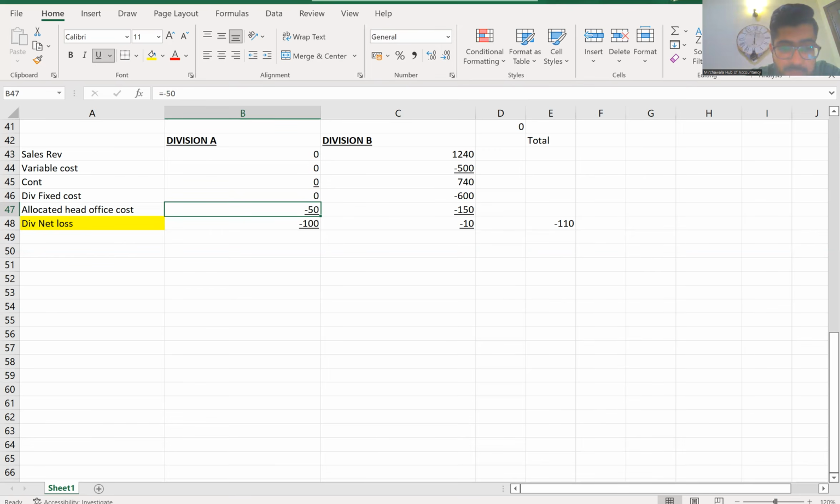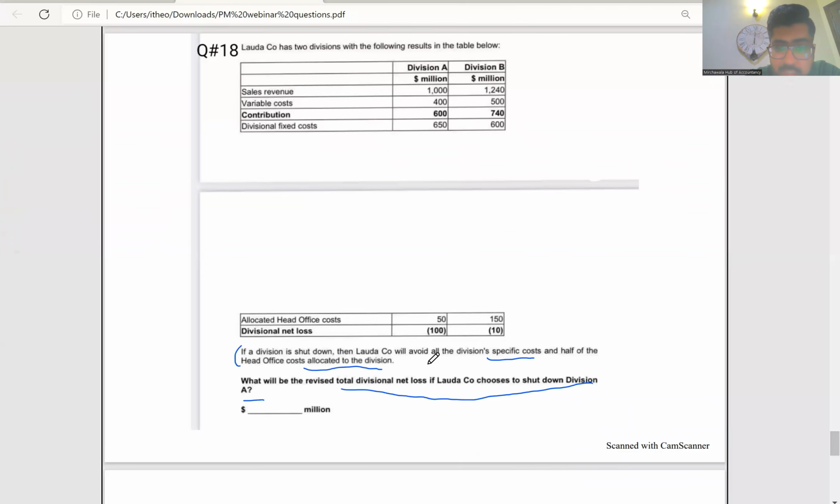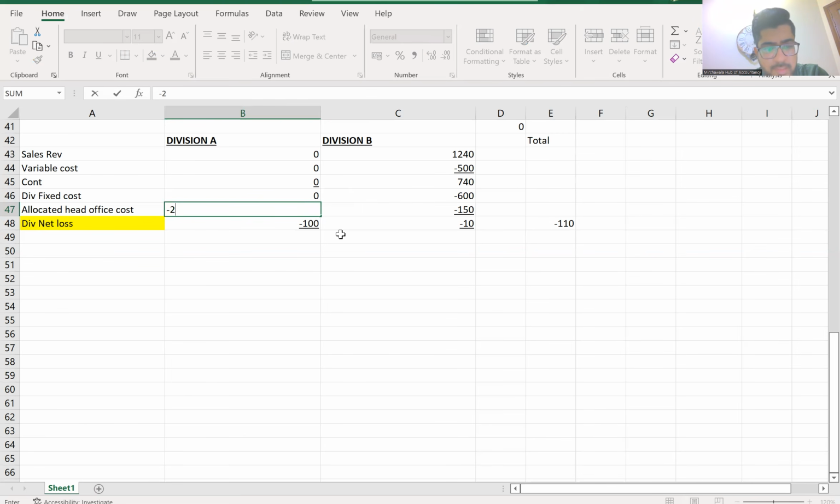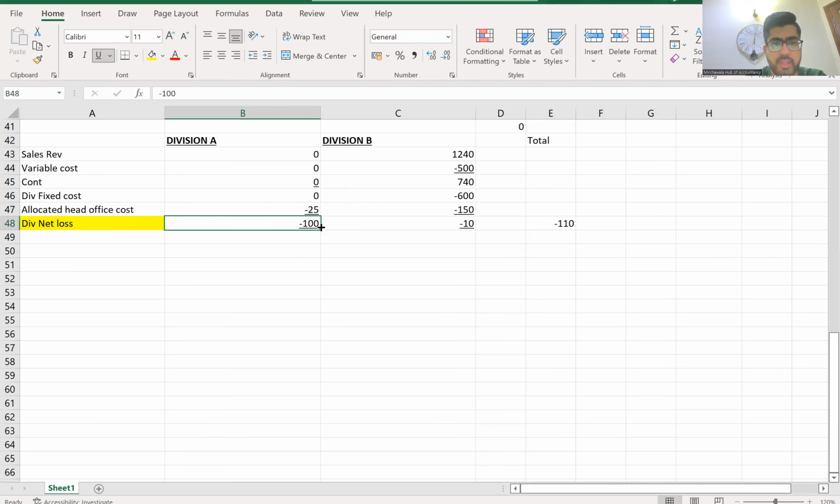No, it's written if a division is shut down, it will avoid all division costs, half of head office costs. So only half of head office costs will be avoided. So instead of 50, 25 will still come. So what will be the loss? No revenues, no variable cost, 0 contribution, no division fixed cost, but allocated fixed cost will still come of 25. So loss will be 25.